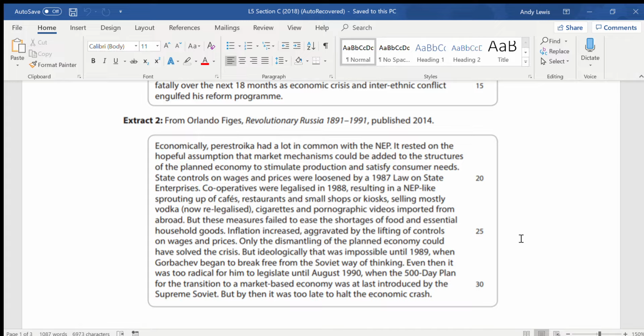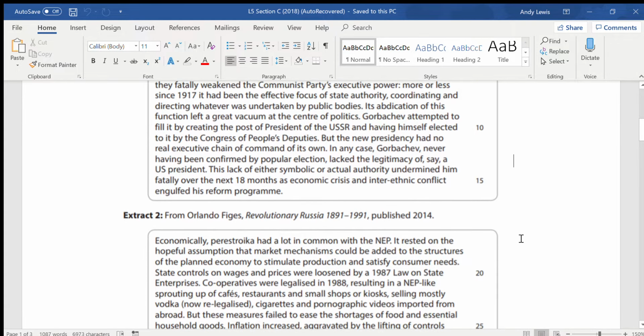Now the thing is when you're reading through the sources, you always want to be thinking, what could I use that I would then link to why it collapsed? You're not just being asked to evaluate what the sources are saying, you're using the sources to then link back to the collapse of the Soviet Union.